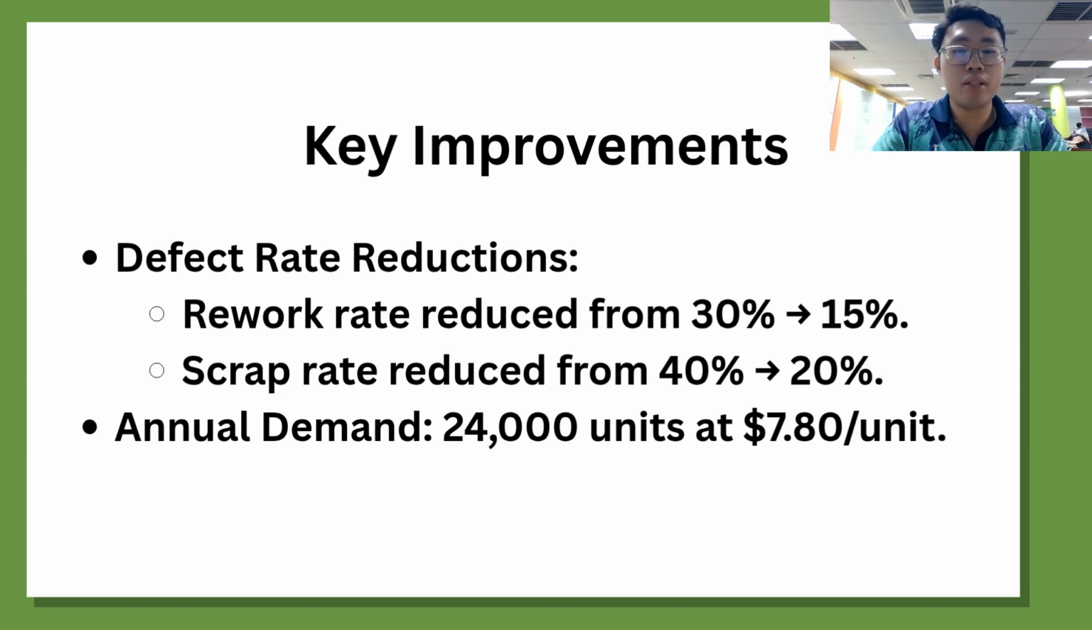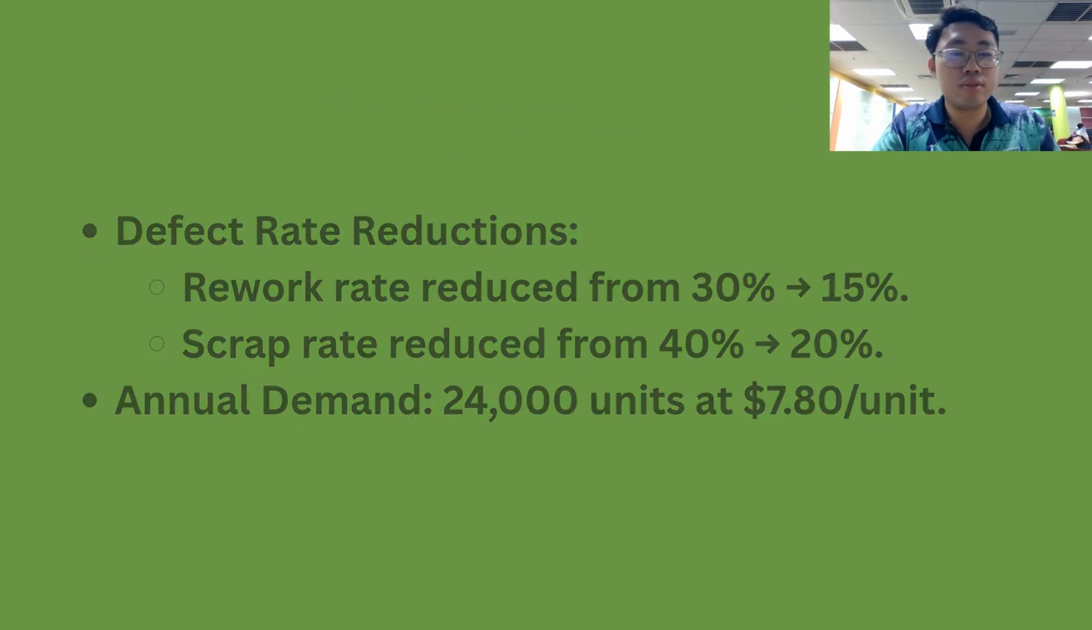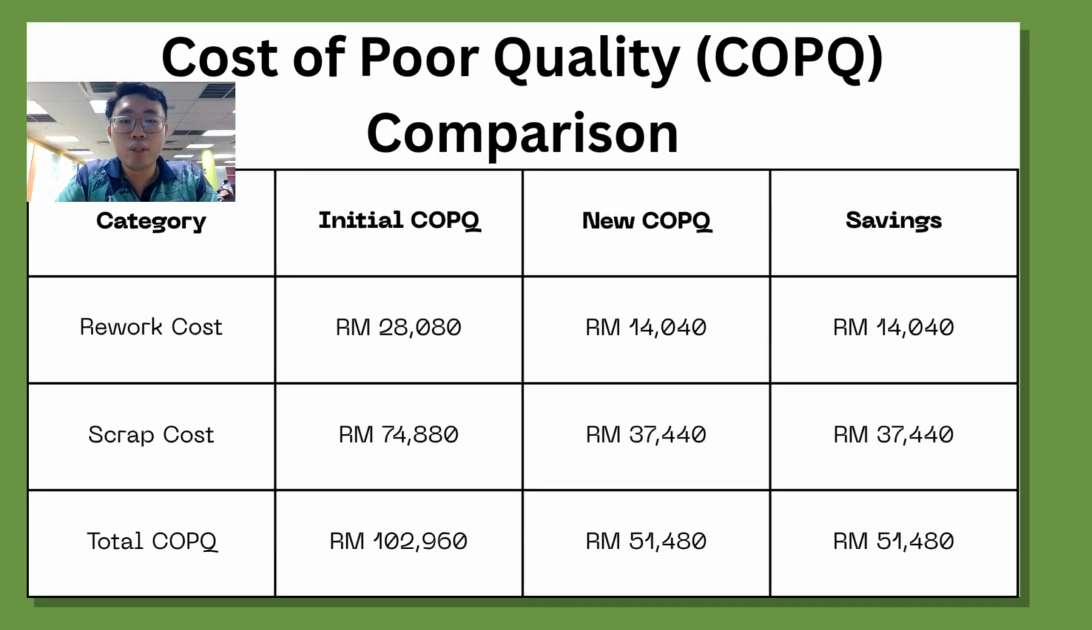The annual demand is 24,000 units at 7.8 ringgit for each unit. Here, we would like to compare the cost of poor quality COPQ for each category. For rework cost, the initial COPQ is 28,080 ringgit. The new COPQ is about 14,040 ringgit. The savings are also 14,040 ringgit.